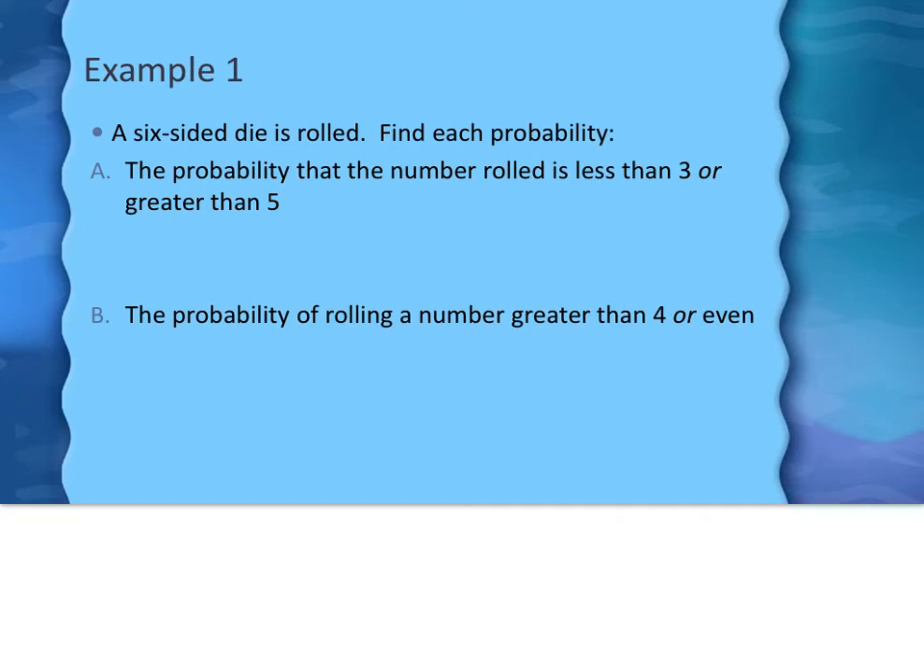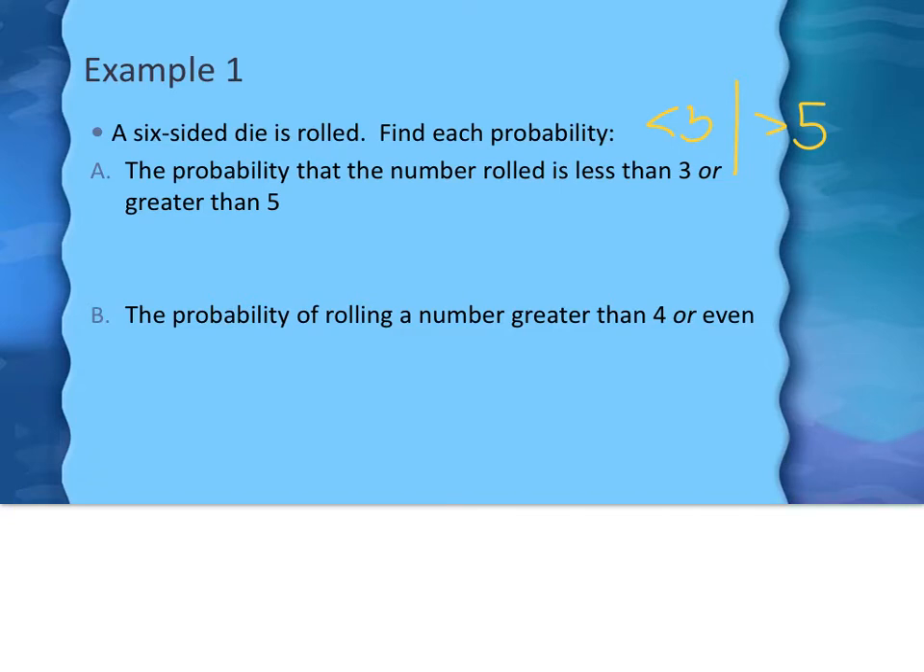All right. So let's see if you can work these out, dealing with what we just said. A 6-sided die is rolled, find the probability of each. So think about it first. Ask yourself, are these disjoint or are they overlapping? And then from there, you should be able to approach it the way that is appropriate. The first one is the probability that the number rolled is less than 3 or greater than 5. Is this overlapping or disjoint? Disjoint. There's no number that can be less than 3 and greater than 5.